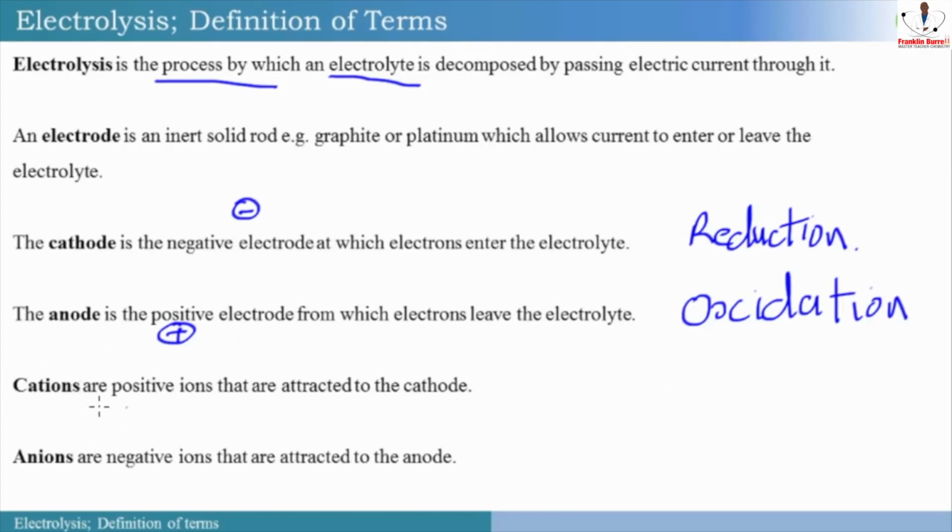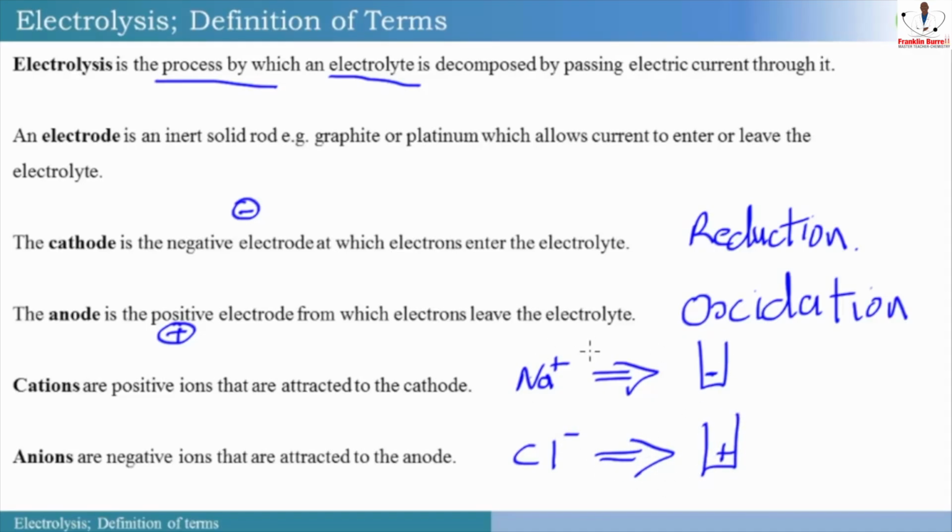The cations are your positive ions, and they are attracted towards the negative electrode, which is your cathode. Remember that cations are positive ions, in the case of Na+, and they are attracted towards the cathode, and the cathode is your negative electrode. The anions, again, which are your negative ions, are attracted towards the electrode that is positive. So opposite charges attract. So cations are attracted to the negative electrode, while anions are attracted to the positive electrode.